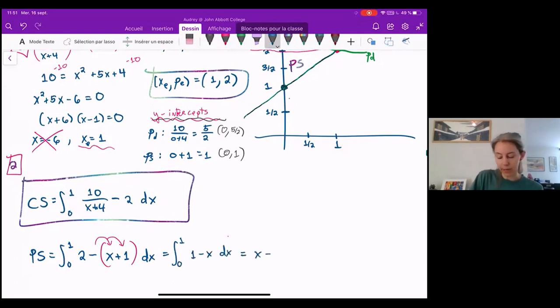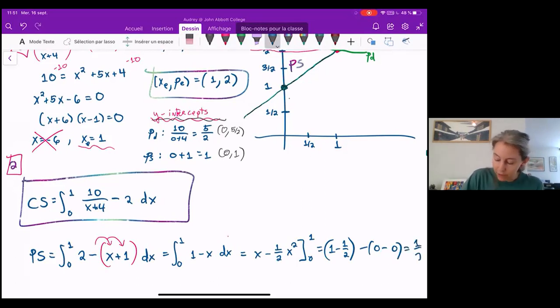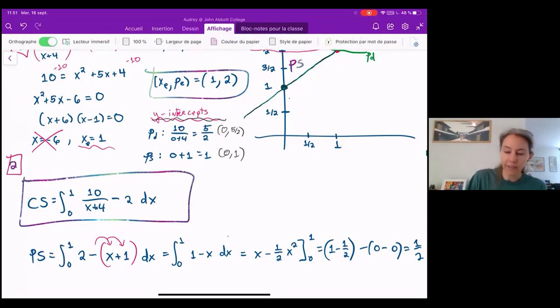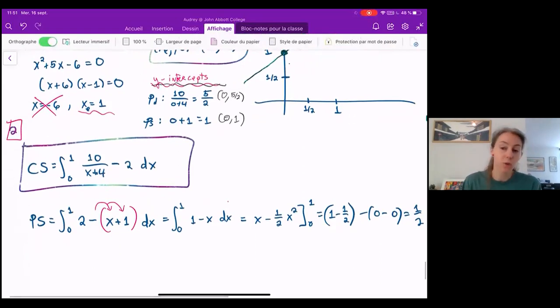Those are some simple antiderivatives, x minus 1/2 x squared, 0 to 1, which gives me 1 minus 1/2, minus 0 minus 0, which gives me a 1/2. And normally that 1/2 would be the perfect answer because fractions are wonderful and decimals are not. But this is money. Producer surplus is money. So we want our answer to be in terms of money. So 1/2 is the same as 0.5. So producer surplus in this case is actually only 50 cents.